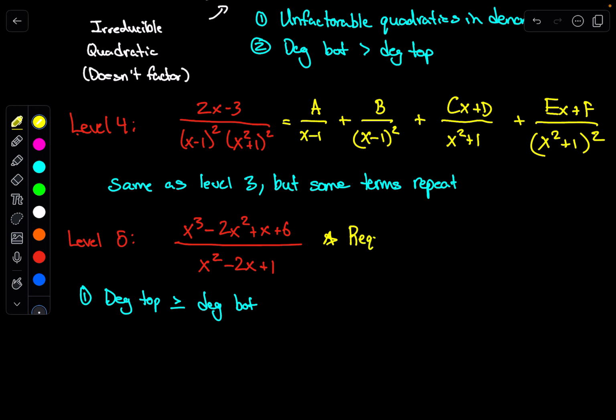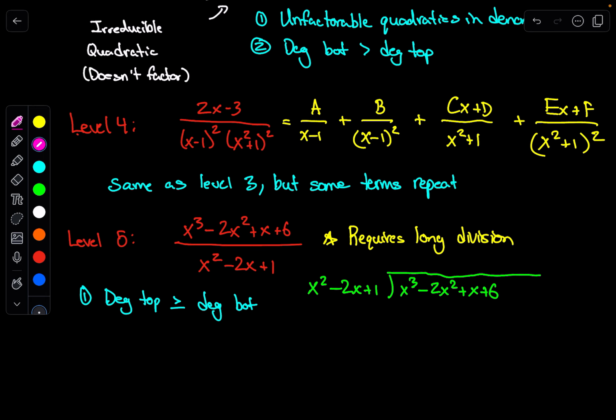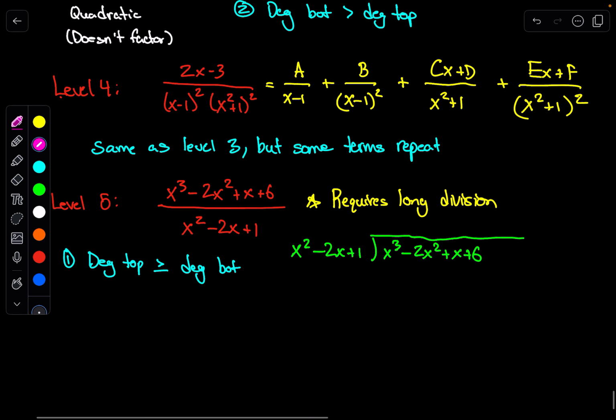This requires long division. Now, this video is not here to talk about how to do long division of polynomials, so if you need a review of how to do that, it's very important that you go about doing that. But the idea is that when you do the long division of polynomials, right? So when I do x squared minus 2x plus 1 goes into x cubed minus 2x squared plus x plus 6, I'm going to get some answer, and I'm just going to make up some answers. So I think x minus 2. Let's say we get that as our answer.